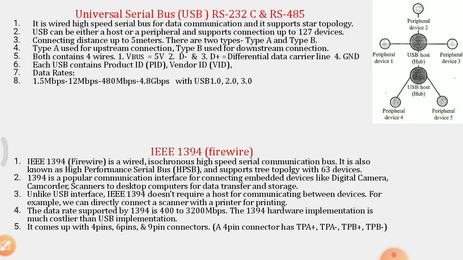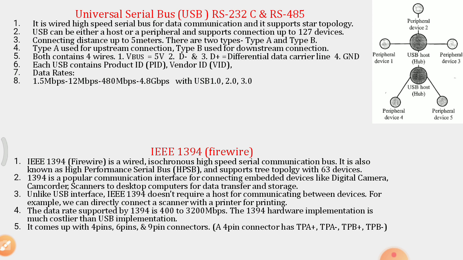Unlike the USB interface, IEEE 1394 does not require a host. So without any master, any of the 63 devices can be connected for communicating between the devices. For example, we can directly connect a scanner to a printer for printing, or a digital camera directly to a printer. The data rate supported by 1394 is 400 to 3200 Mbps.